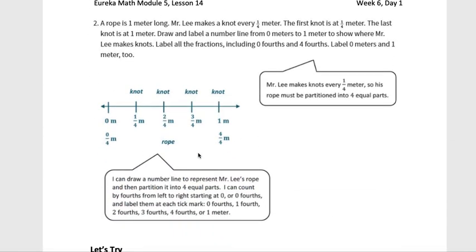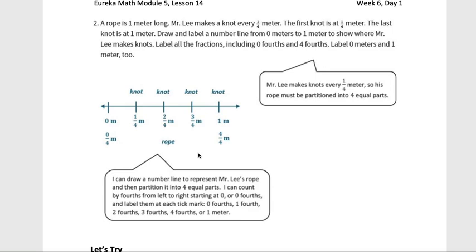Here's another example of something else you might see. The question says, a rope is 1 meter long. Mr. Lee makes a knot every 1/4 meter. The first knot is at 1/4 meter. The last knot is at 1 meter. Draw and label a number line from 0 meters to 1 meter to show where Mr. Lee makes knots. Label all the fractions, including 0/4 and 4/4. Label 0 meters and 1 meter too.